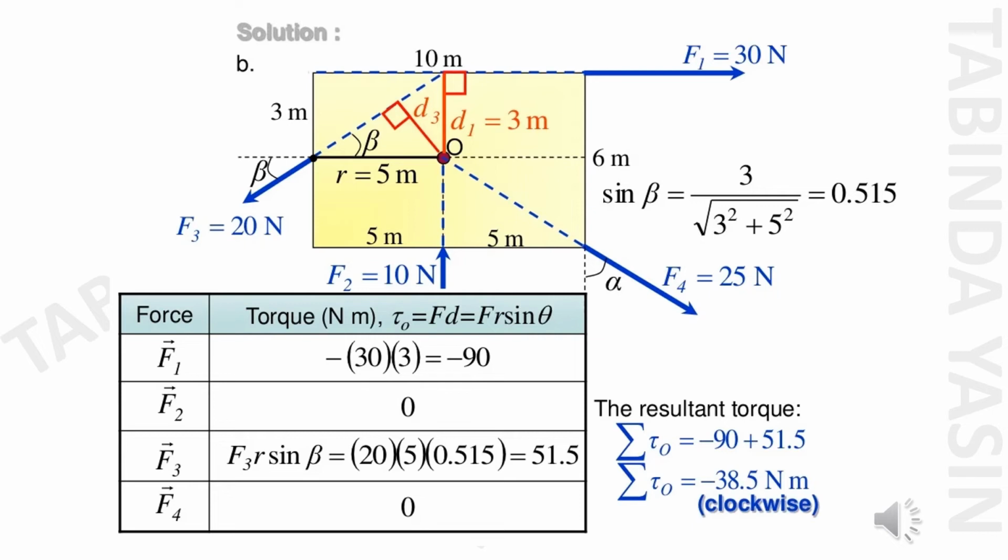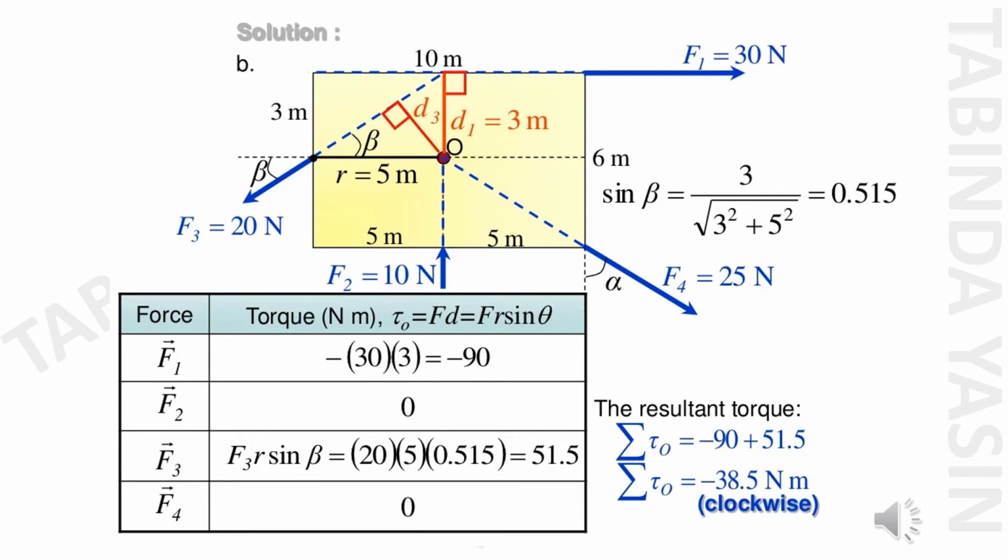Calculating part B of the numerical, we have the angle beta extended towards the point O, that is beta. Internal and external angles are the same. F3 is 20 Newton, and the D1 distance is 3 meter, and D3 is to be calculated, and F4 is 25 Newton, F1 is 13 Newton, and F2 is 10 Newton, and the radius from the center to the point O of the block, that is R, is equal to 5 meter.